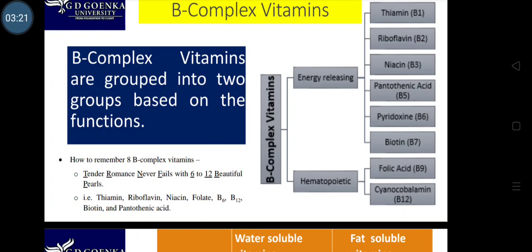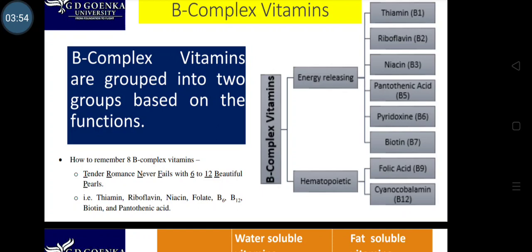So there are 6 vitamin B which are energy releasing, and there are two vitamin B which are hematopoietic, which are helpful in the formation of blood, which are basically folic acid, also known as vitamin B9, and cyanocobalamin, which is vitamin B12. So in total 6 plus 2, 8 vitamins are there in the B complex.